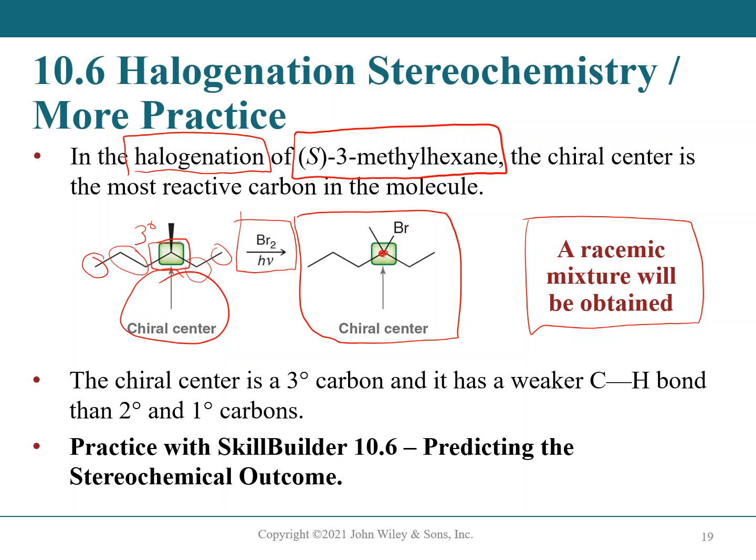The reason, again, is that remember the tertiary carbon is going to be the most reactive because it has the weakest CH bond. If we recall, you can go back to slide 6. The CH bond strength for tertiary is 381 kilojoules per mole. The secondary CH bond strength is 397. Primary is 410. So you can see from a bond strength perspective, the CH bond of the tertiary is much weaker than the secondary or the primary.